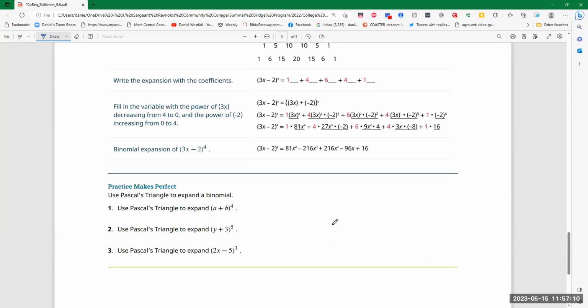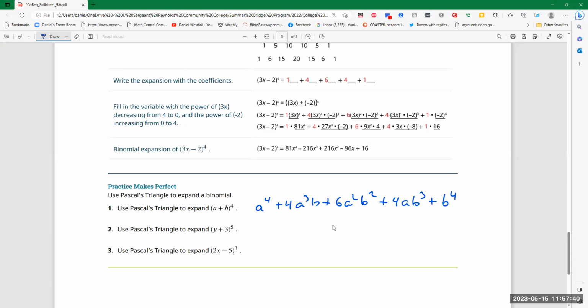Now we're going to use Pascal's triangle to expand a plus b to the 4th. So that's going to be a to the 4th plus, and we're using these red numbers right here, plus 4a to the 3rd b plus 6a squared b squared plus 4ab to the 3rd plus b to the 4th.